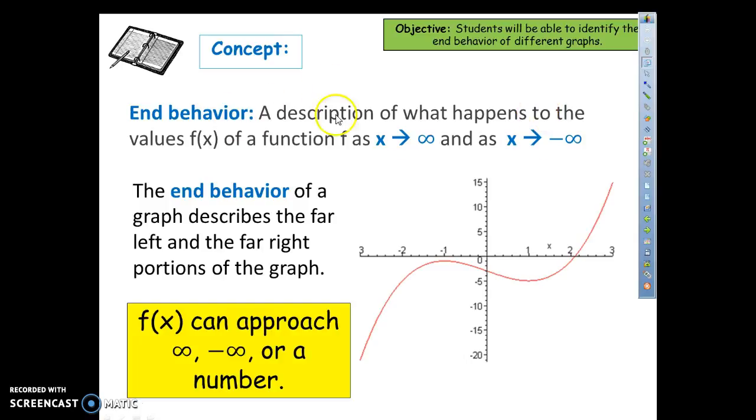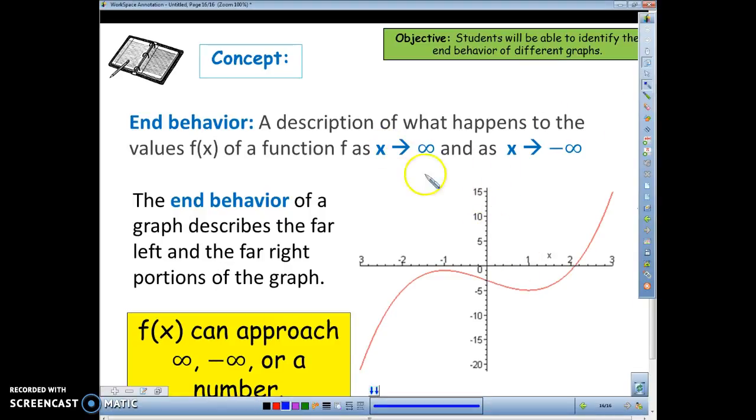Our objective today is students will be able to identify the end behavior of different graphs. End behavior is a description of what happens to the values of f of x of a function f as x goes to infinity and as x goes to -infinity. Please fill this in your notes. What I'd like you to add is that as x goes to infinity, my x values are here, and that is this direction, the right. So right below "x goes to infinity," go to the right. And as x goes to -infinity, -infinity exists out here. This is the left. And that's generally what it's saying here.